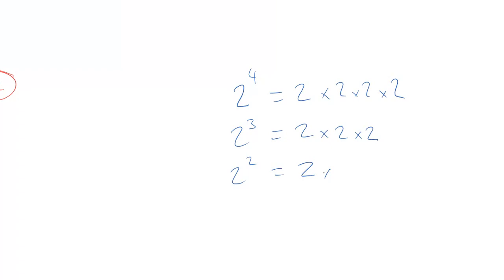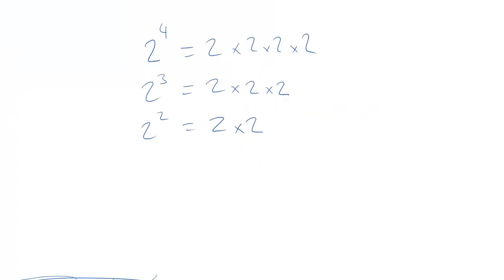Let's have a quick look at some pattern spotting now. We already know from a previous example what 2 to the power of 4 is. It's 2 times 2 times 2 times 2. You already know what 2 to the 3 is. And you should know what 2 squared is. It's just 2 times 2. Now, those are all very obvious. We've already explained the 4, the 3, or the 2, the exponent. That's the number of times we multiply 2 by itself. So let's just carry on this pattern.